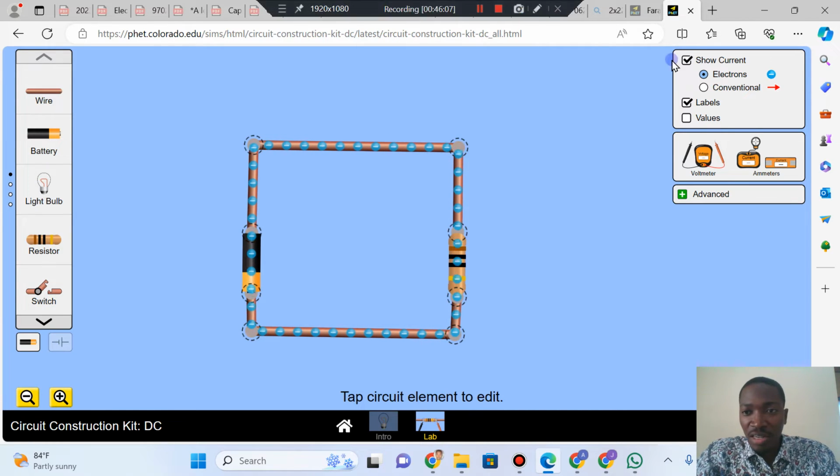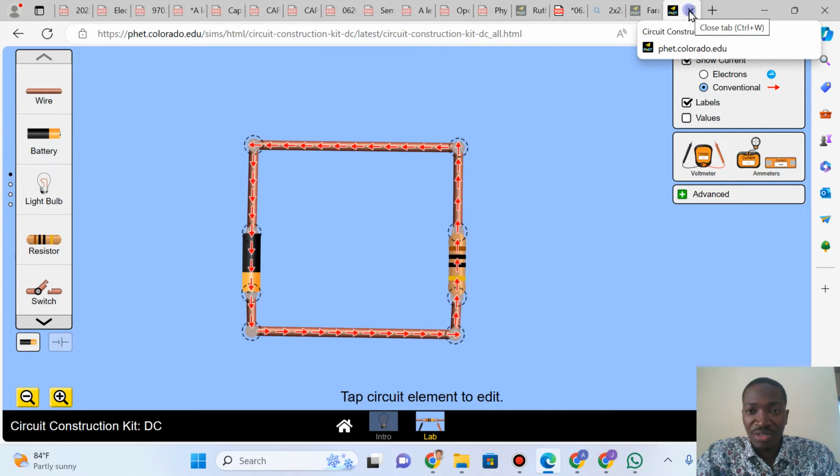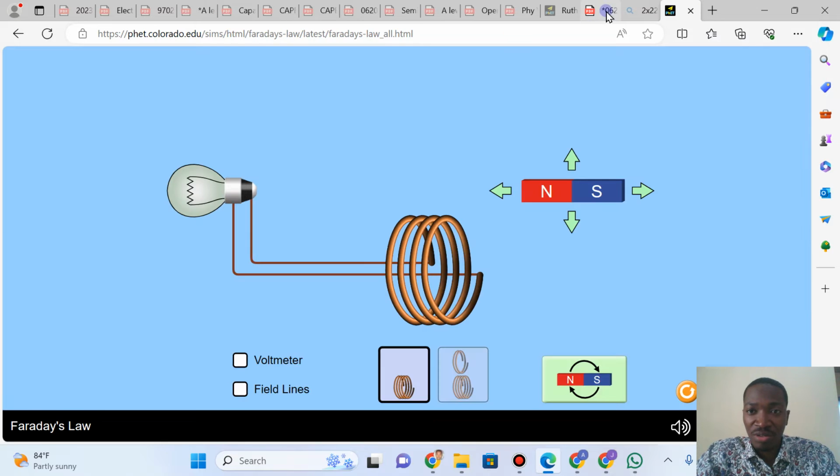If I click on this symbol for conventional current, this red arrow represents current. You see that the arrow for current now travels in the opposite direction to the direction of electrons. Let me click on it. The red arrow, good. So you can see the direction of current is opposite to the direction in which the electrons are traveling. This is just a visual representation of what happens in an electric circuit.